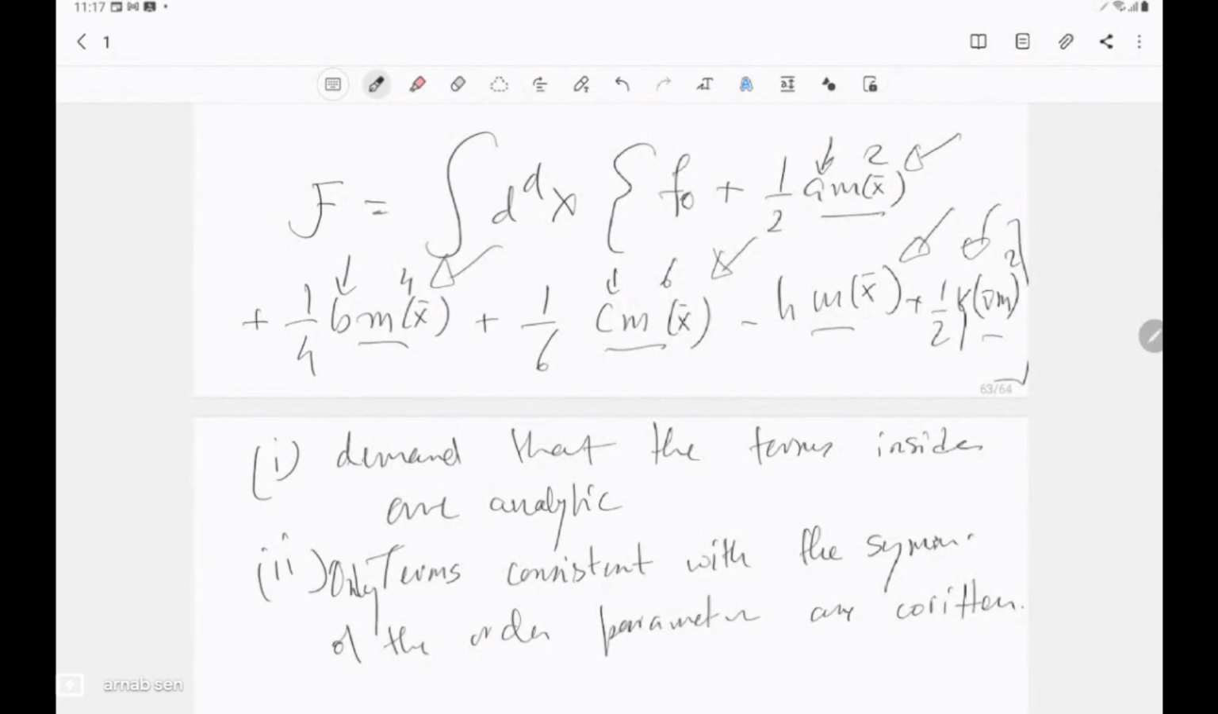You demand that the terms inside are analytic functions. That's why you are doing these kinds of expansions. That's why, for example, you cannot write a term like d times mod of m. Mod of m is also symmetric under m going to minus m, but mod of m is not an analytic function. Therefore, you cannot write this term. That's the prescription which Landau gave. And then only terms consistent with the symmetry of the order parameter are written inside.